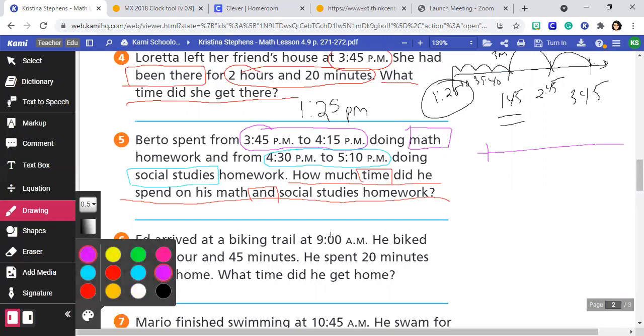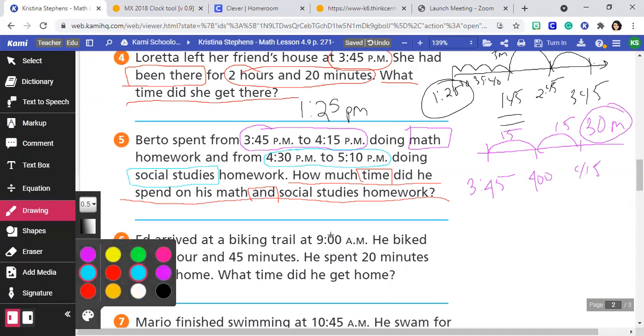And if it went from 3:45 p.m. to 4:15 p.m., I'm going to skip count by 15s because I know that from 3:45 to 4 o'clock is 15 minutes, and from 4 o'clock to 4:15 is 15 minutes, which means two groups of 15, he spent 30 minutes total on his math. And so I'm going to write that right here and circle that.